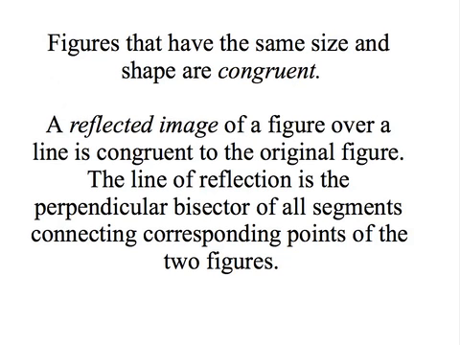Figures that have the same size and shape are congruent. A reflected image of a figure over a line is congruent to the original figure. The line of reflection is the perpendicular bisector of all segments connecting corresponding points of the two figures.